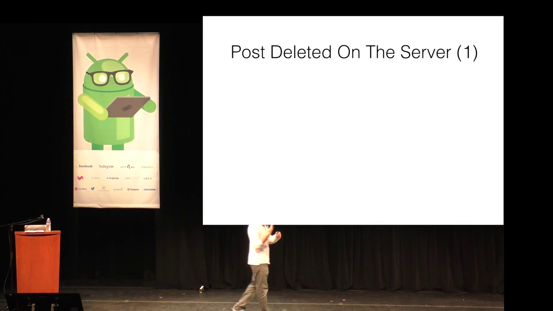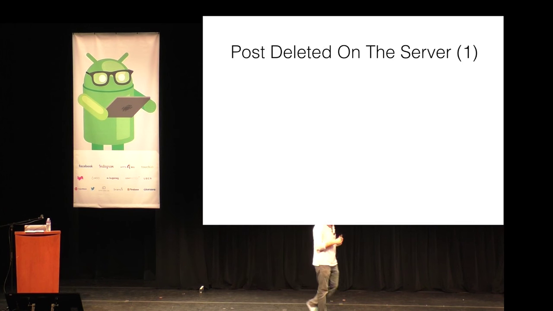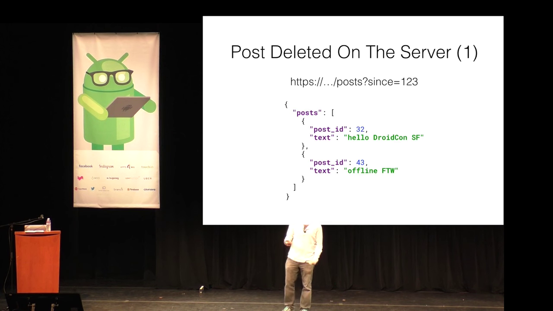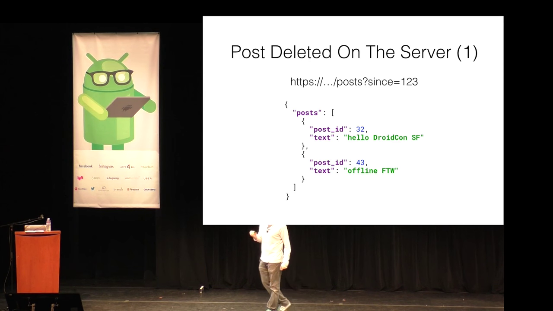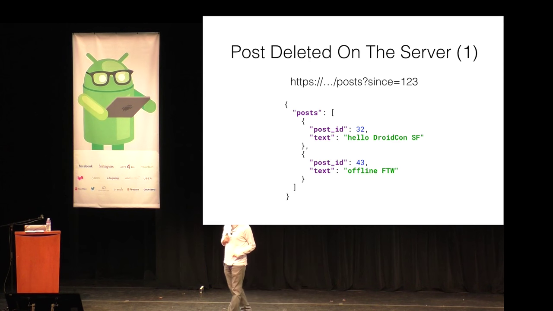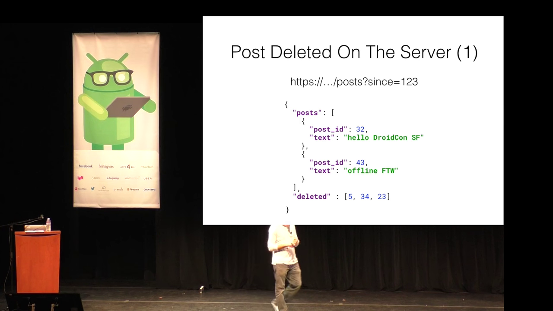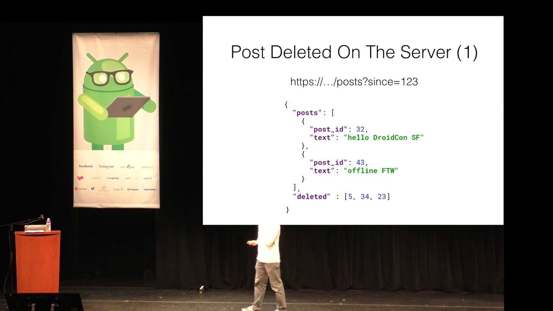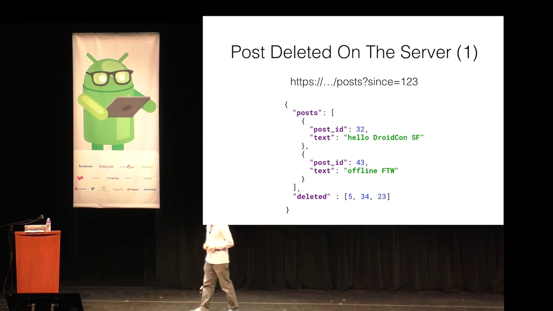Another example is that, okay, you fetch data, you always fetch the data incrementally, right? You don't fetch the same content. So you say, give me the posts since time 1, 2, 3, and the server returns. Your server could actually return more data. It could tell you, these posts have been deleted since that time. Now, you need to do some sort of negotiation with your backend people, convince them to do this. But it makes a big difference for your users so that you can show up-to-date data. So the whole idea here is that I can get incremental updates from the server.